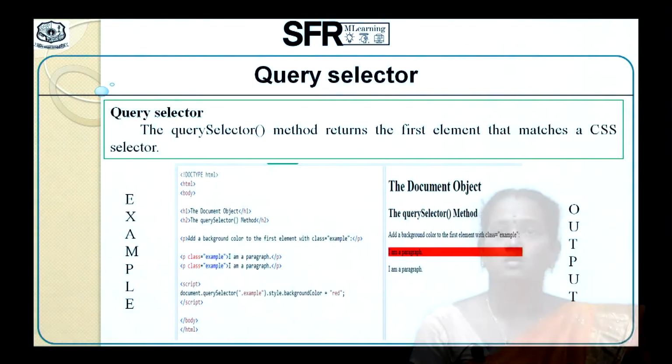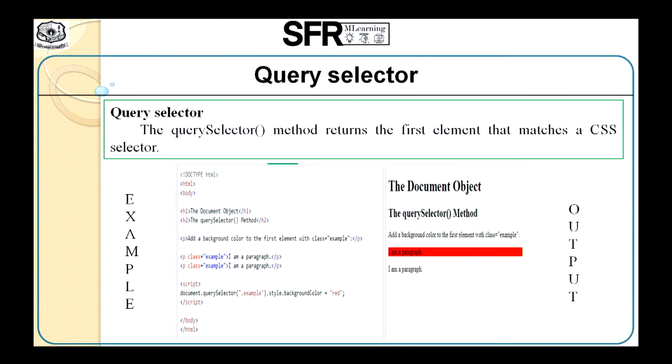The next one, the query selector. The querySelector method is used to return the first element that matches the CSS selectors. Here is an example of the query selector, and its output is displayed on the basis of the query raised in the CSS HTML document.